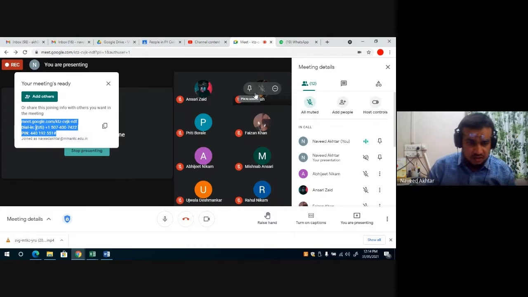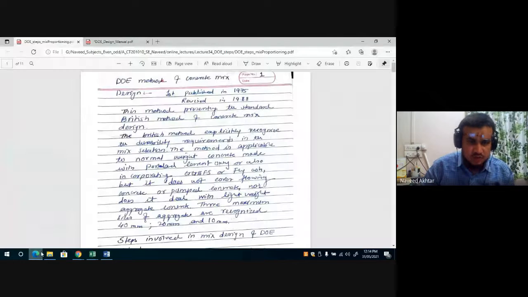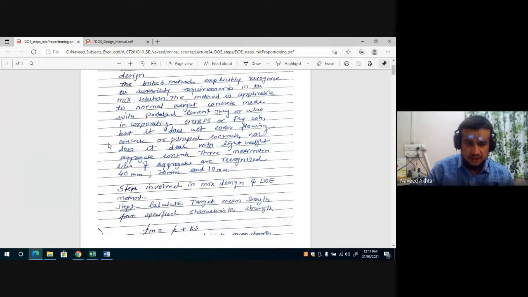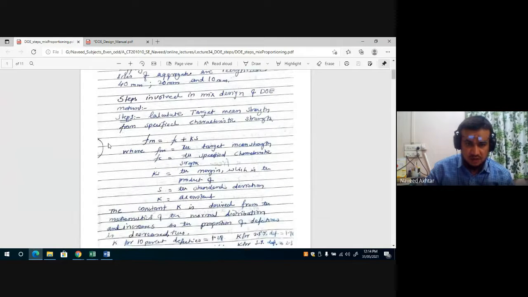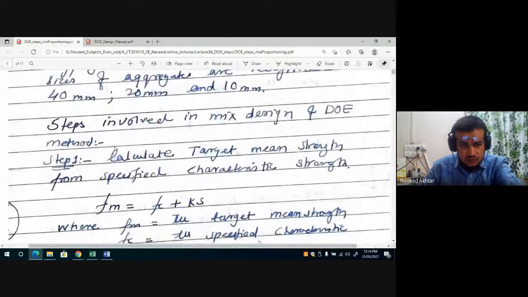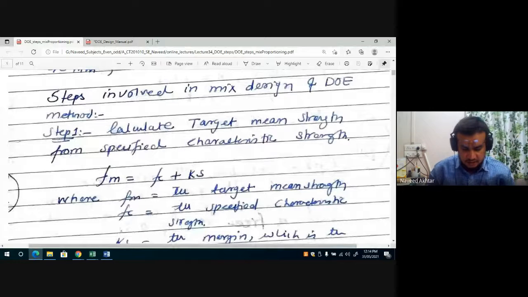So we will start, one by one, the procedure for mix proportioning by the DOE method. This method is presently the standard British method of concrete mix design, that is the Department of Environment, the DOE method. It explicitly recognizes the durability requirement in the mix selection.